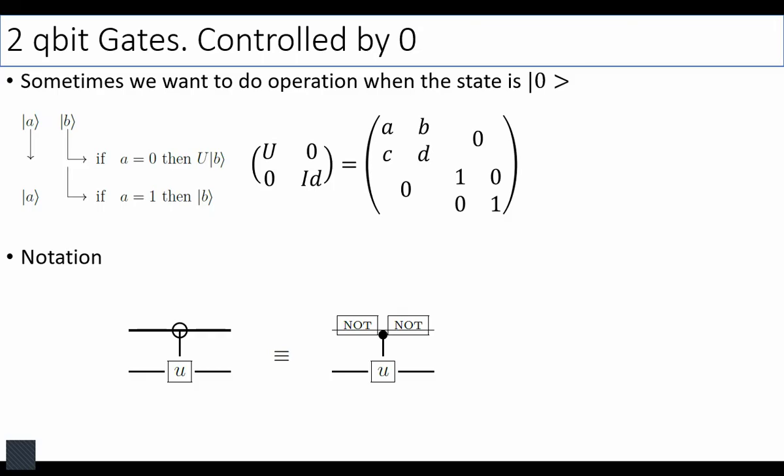It would be like this. If I would like to say control, I would just draw like this. And this would be the common notation. I do this more just for you to prepare.